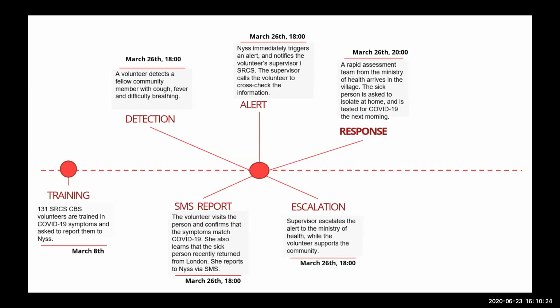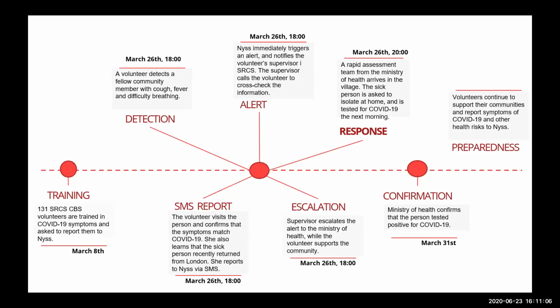Two hours later, so two hours after the volunteer realized that someone is unwell in the community, the Ministry of Health sent a rapid assessment team. And with the distance, that's pretty much immediately. They asked the person to isolate at home and then tested for COVID-19 the next morning, as they didn't have the means to test while they were there. The tests were sent to Nairobi, and so on March 31st, it was confirmed that the person tested positive for COVID-19 and was therefore one of the first people in the country who got COVID-19.